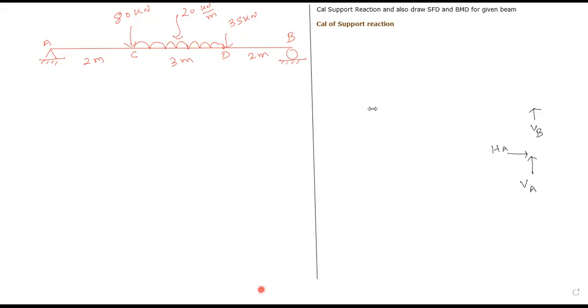As we have discussed, type in the chat box the number of reactions at the hinge support and the roller support. Type like A dash support, B dash support. It's a single sentence. Fast.